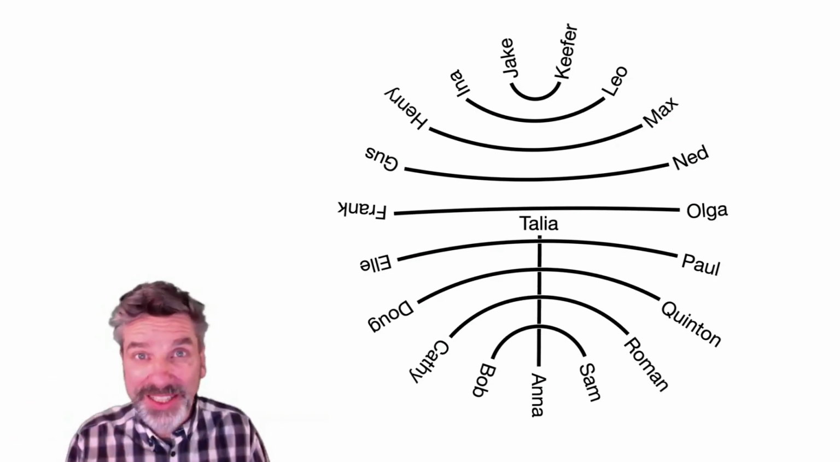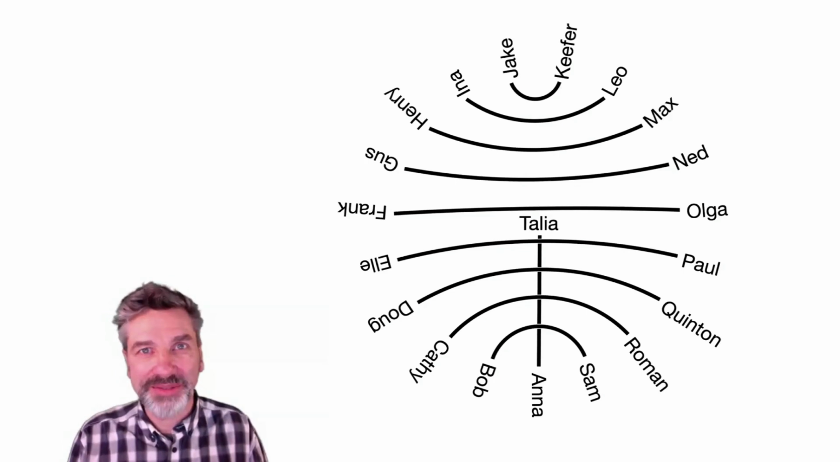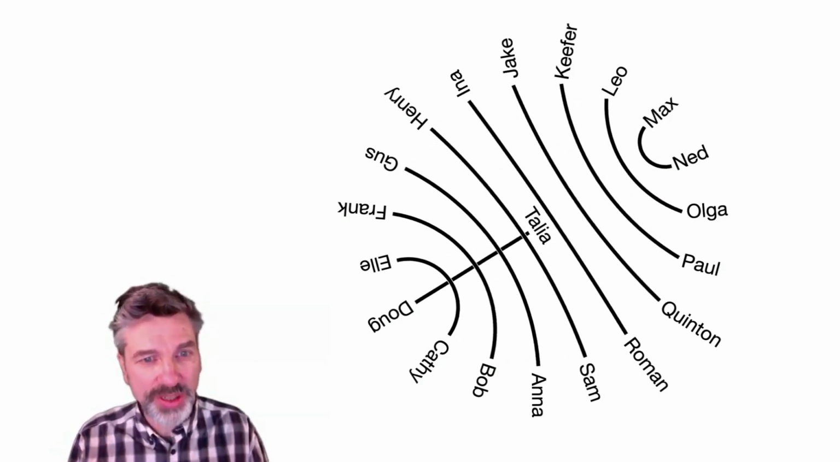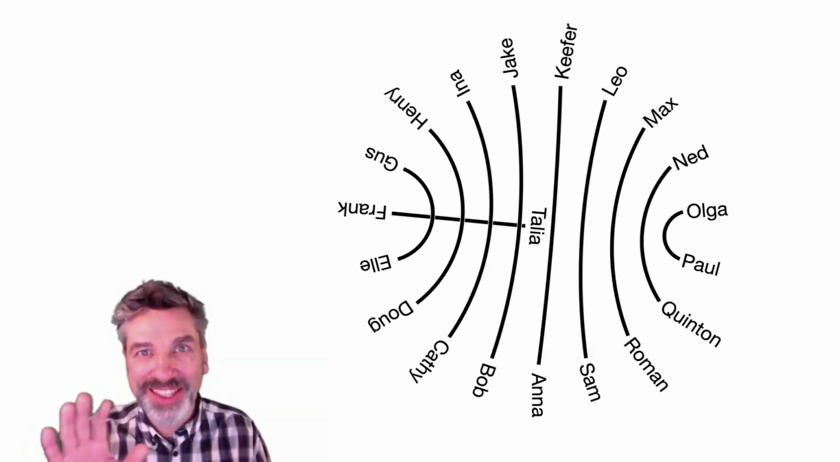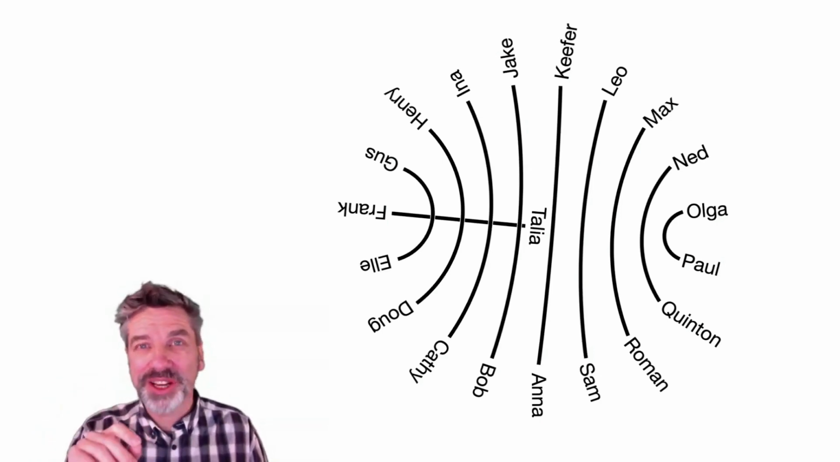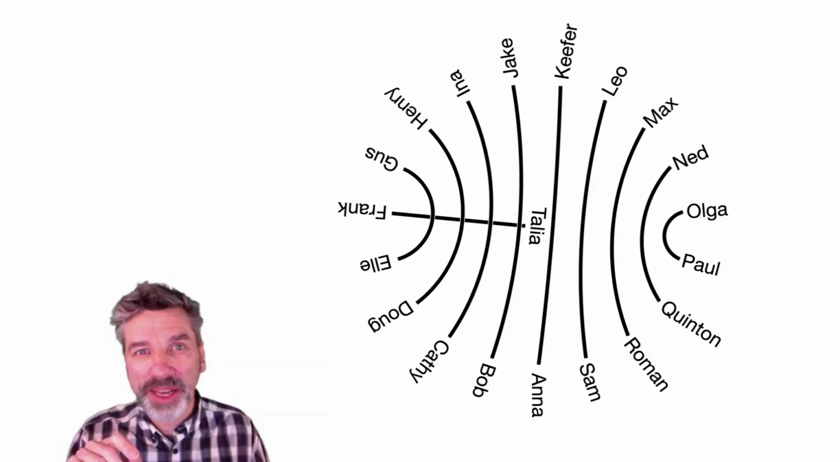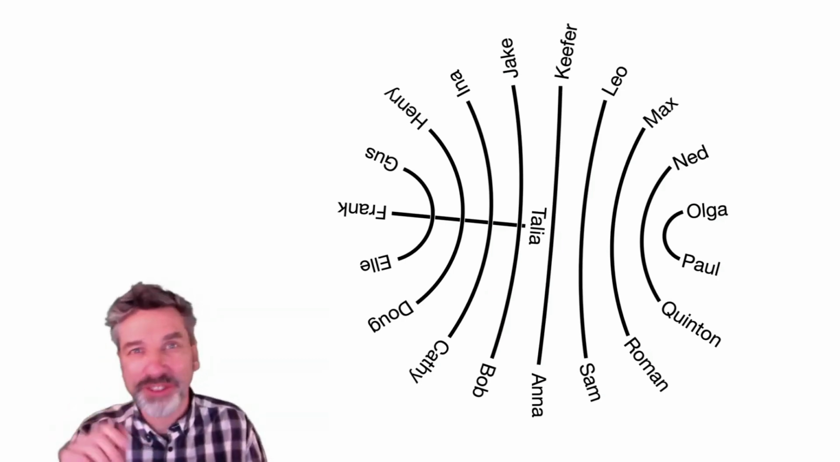I'm going to roll my dice. 5. Okay, let's start. 1, 2, 3, 4, 5. That is my link up for this lesson. So now you can see Kiefer and Anna are paired, Jake and Bob are paired, Talia and Frank are paired, everyone's paired up. For an odd number, I can do the same thing, except this time I'm not going to put anyone in the center.